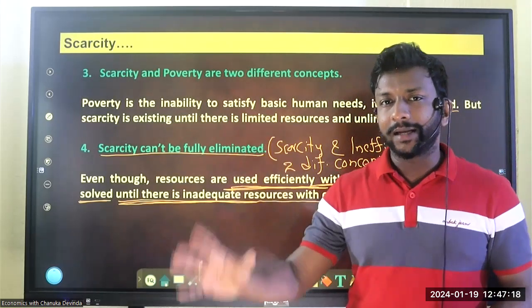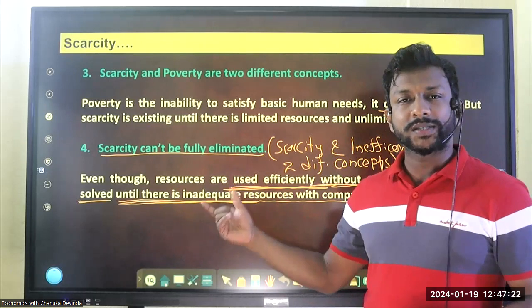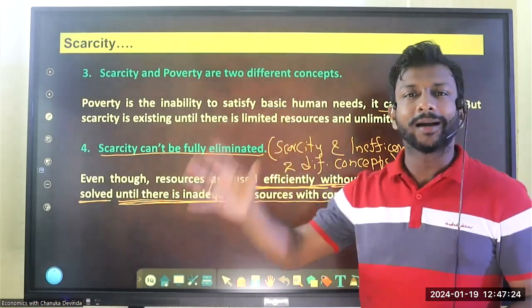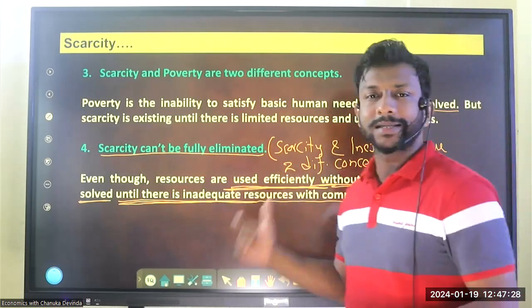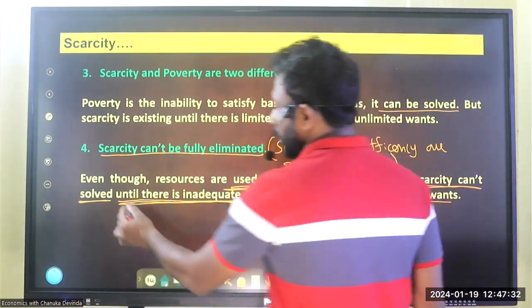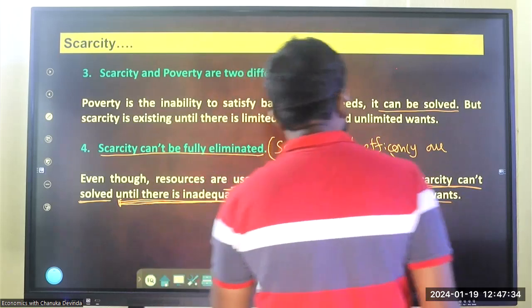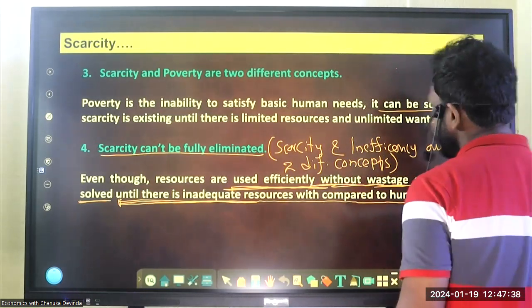As long as resources are limited, right? Inadequate resources, that means as long as resources are limited, we can't solve it. We can't solve scarcity. That is why it says here, scarcity cannot be solved as long as there are inadequate resources compared to human wants.